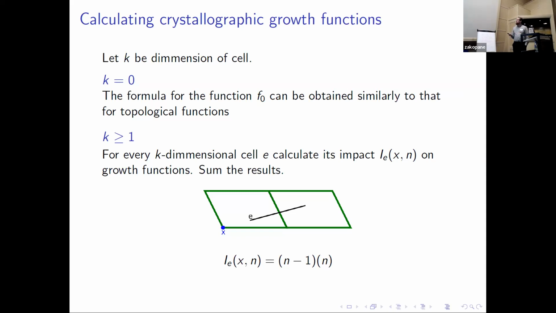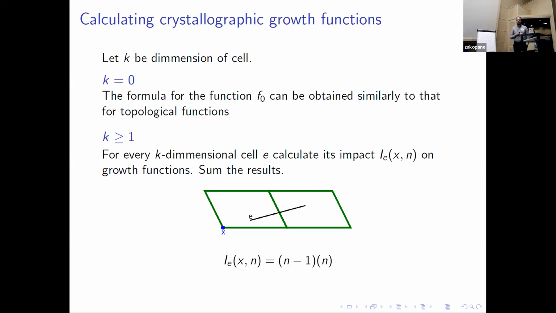Here's a small example. We have a frame with anchor point x, and we have an edge e. As you can see, we need to extend our frame by one in one direction to have the full edge inside the frame, and that's why the impact of this edge on a growth function is n-1 multiplied by n. Of course, there are in general different special cases, but I showed this.